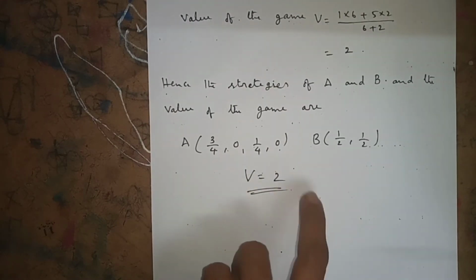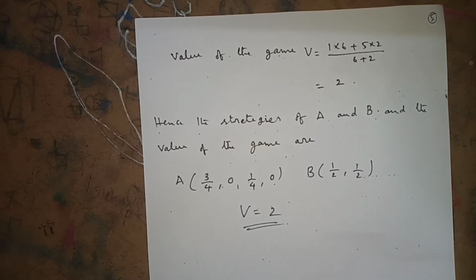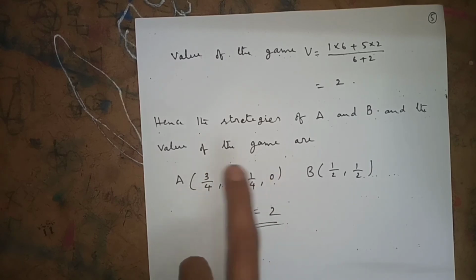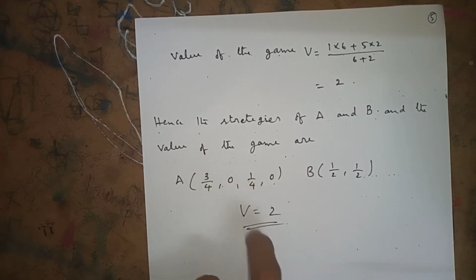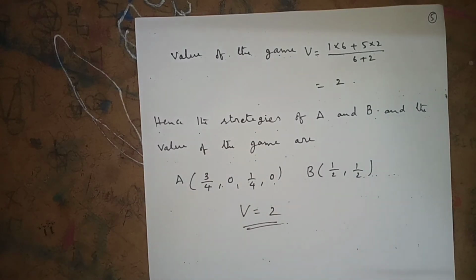Value of the game V is equal to 2. Like this you have to find the strategies of A and the strategies of B. In the given problem, how many rows are there? A having how many rows? 1, 2, 3, 4. Out of 1, 2, 3, 4, P1, P3 we know. P2, P4 are zeros. B has only 2 columns, Q1, Q2, and the value of the game. Like this you have to do. Thank you very much.